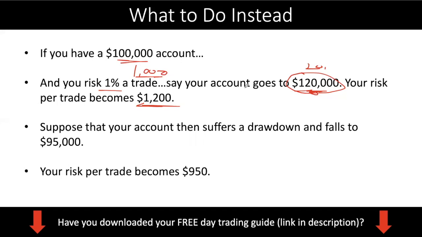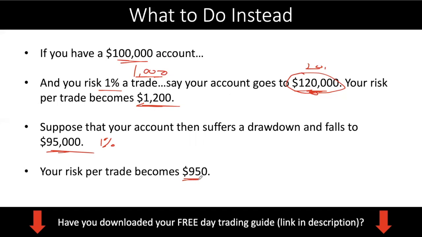maybe the market conditions change and you start losing money and you go into a drawdown. So your account drops to $95,000. So what do you do? You are still risking 1% per trade. But in this case, because your equity now is $95,000 and not $120,000, your risk per trade becomes $950.